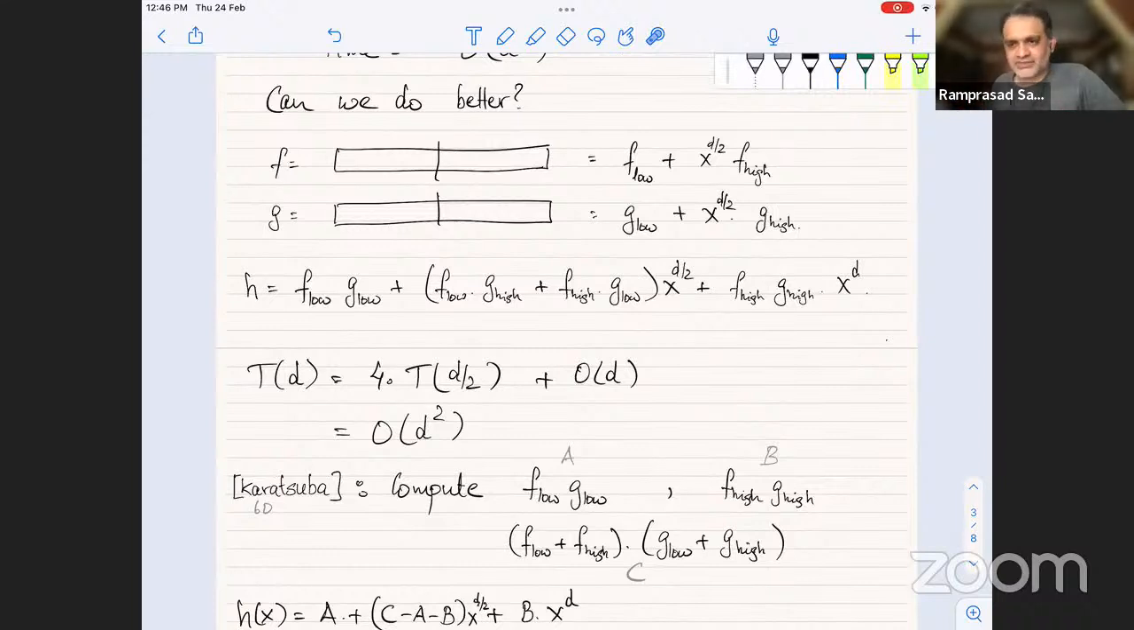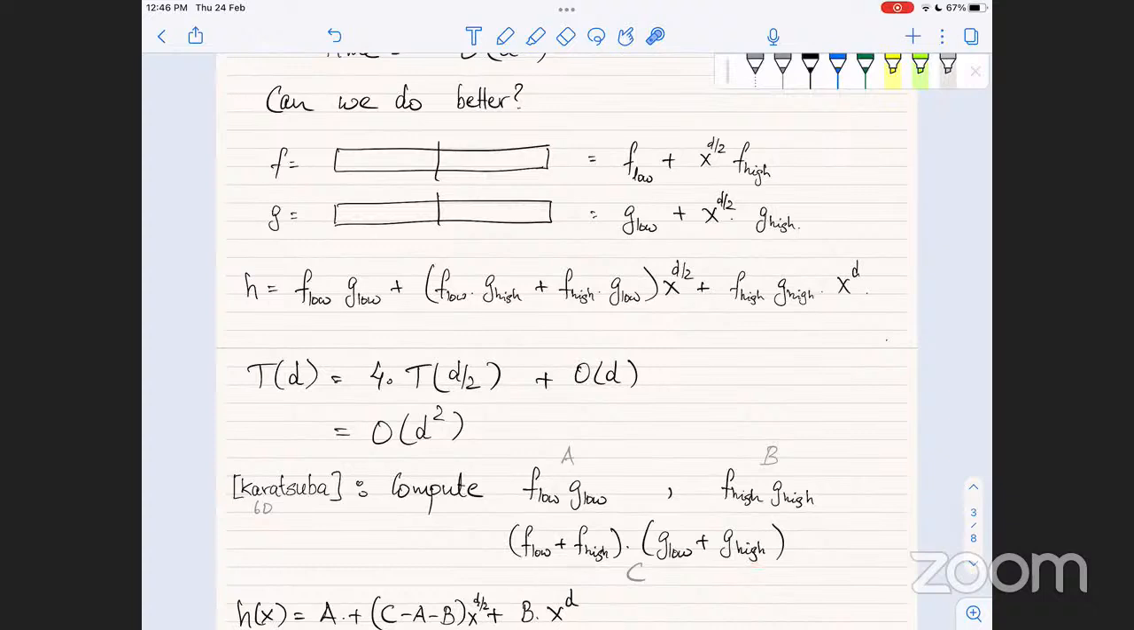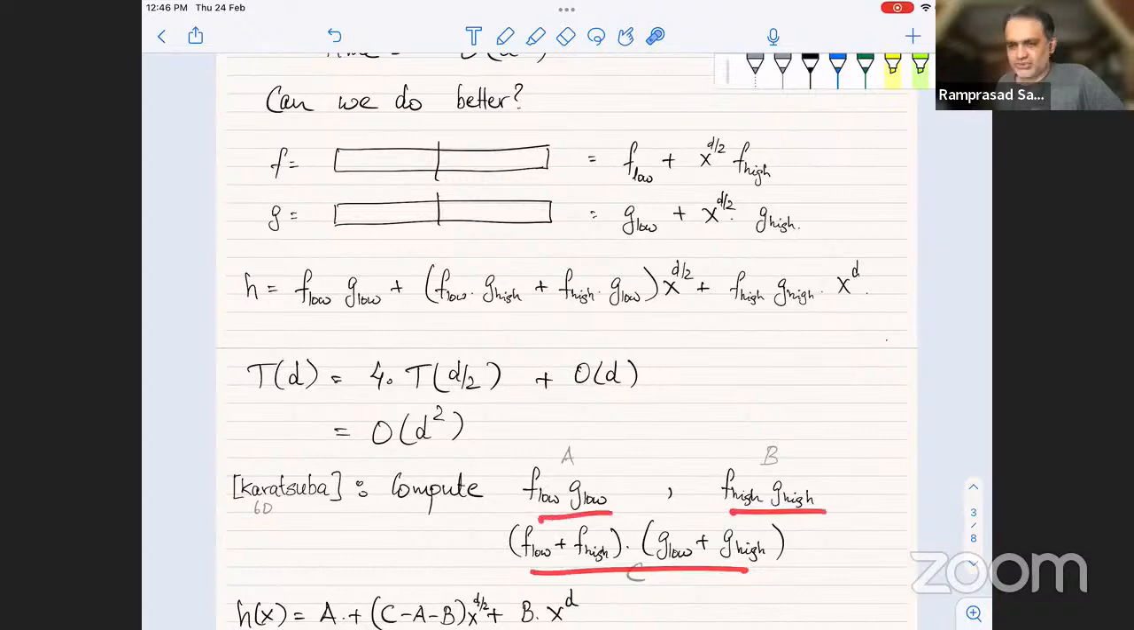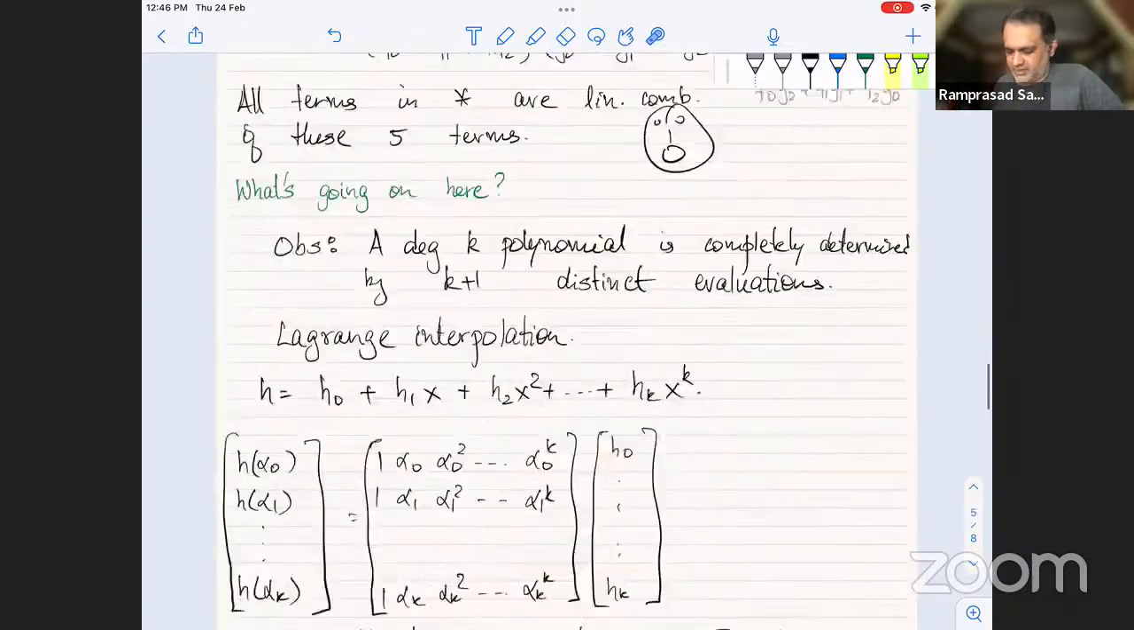So yeah, this is basically what we do. All the other operations, like these additions, are an order d operation. And for this particular multiplication, I needed 3 multiplications of degree d by 2 polynomials. And the same sort of setup is there for the higher degree stuff.